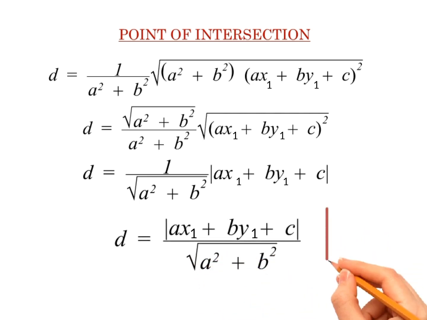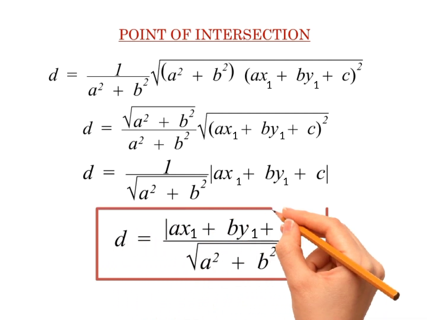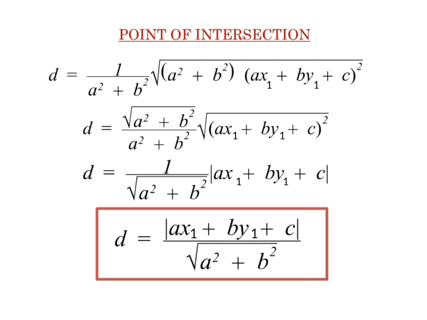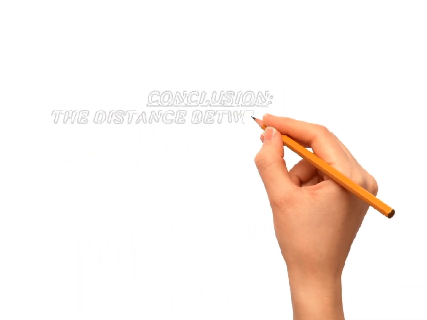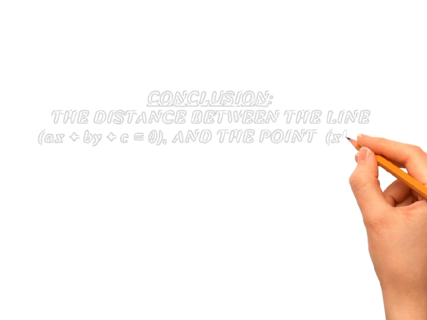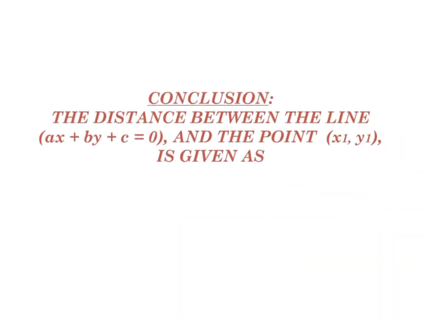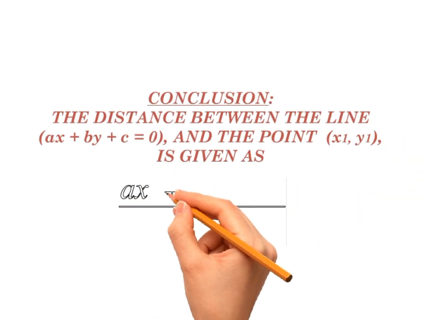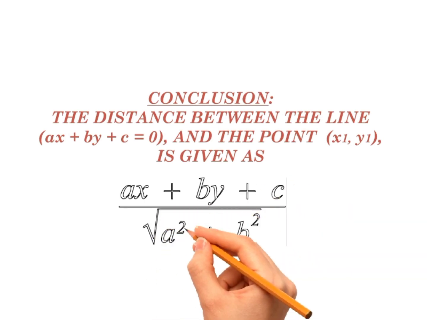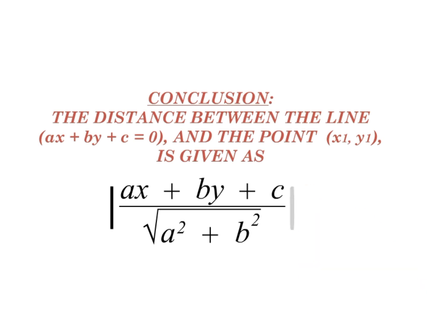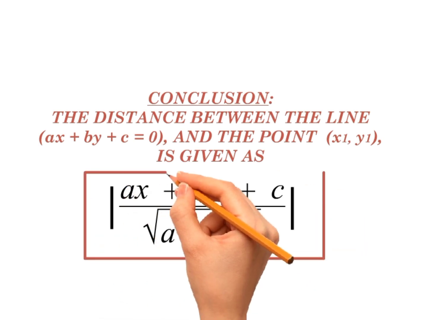Coordinate geometry is interesting in the sense that it allows a lot of methods in solving a particular problem. Actually, there are other methods to get this done, but this video is meant to be all about this specific method. Now let's proceed to the conclusion. The distance between the line ax plus by plus c equals 0, and the point x1, y1, is given as the absolute value of ax1 plus by1 plus c, over root a square plus b square. Thank you very much for your time.